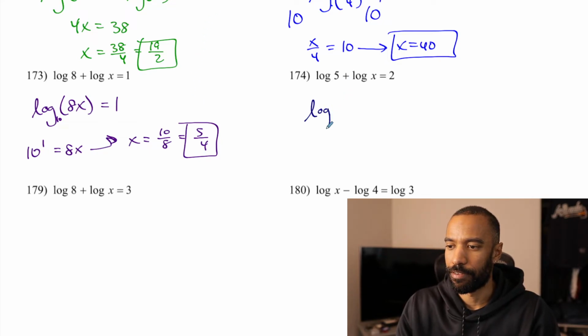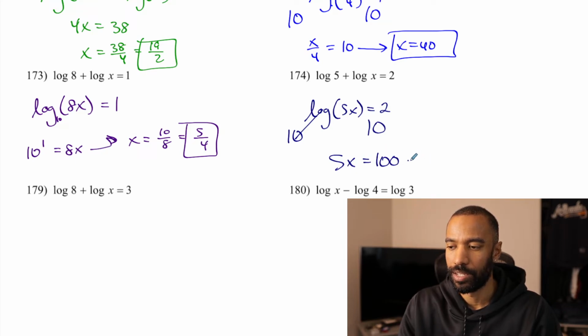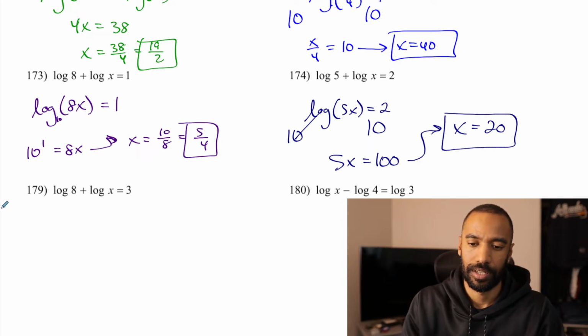Log of 5x equals 2. So remember, it's 10 again. I guess it is important to know these are base 10. So that's 10 squared. So 10 squared is 5x. 5x is 100. Divide both sides by 5, you get x equals 20. All right, drill and kill.